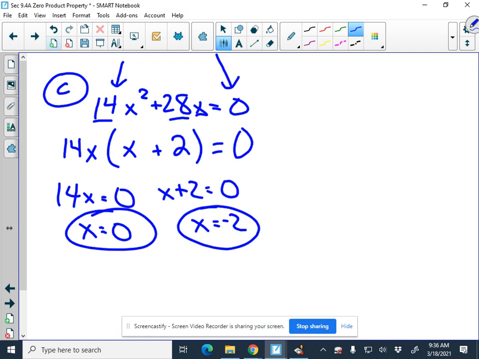On the first one, we divided by 14. 0 divided by 14 is still 0. Second one, we subtract 2. X is negative 2.